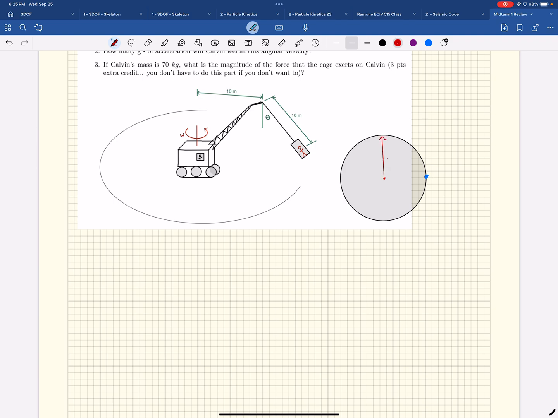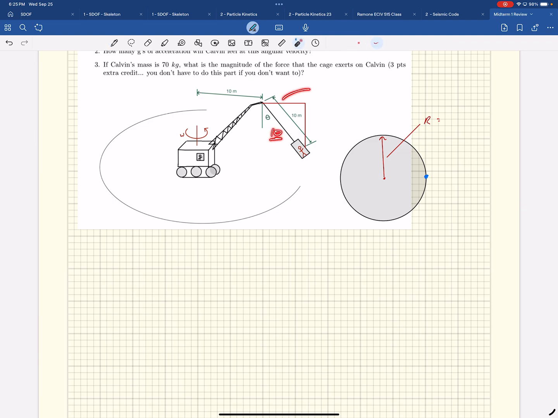This radius R is equal to, right? I think a lot of you would want to say 10. That's 10 out there. But is that the radius that Calvin's at? No, because there's still this component sticking out there. So this little triangle here, the hypotenuse there is 10.